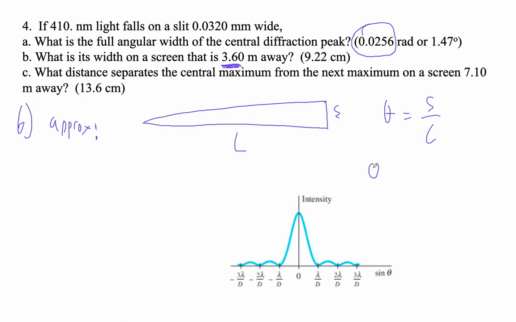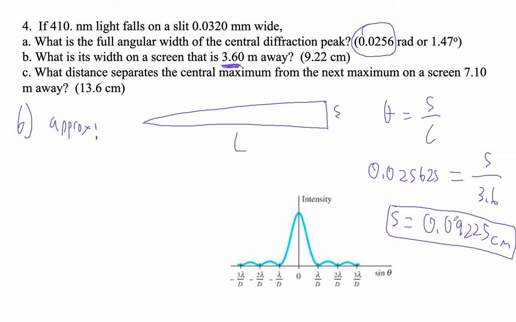So 0.026525 is equal to that distance over 3.6. So I'm going to multiply this by 3.6. That should work, and indeed it does. So S is equal to 0.09225 meters, so 9.225 centimeters, roughly. Notice there's a 5, so really you'd round it to 9.23 centimeters. Okay, so that's one way to do it.